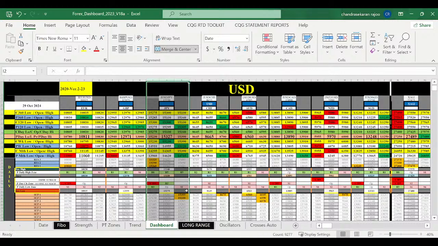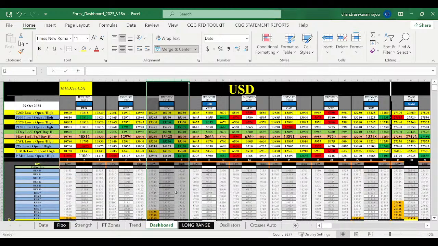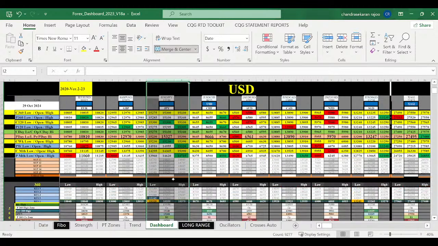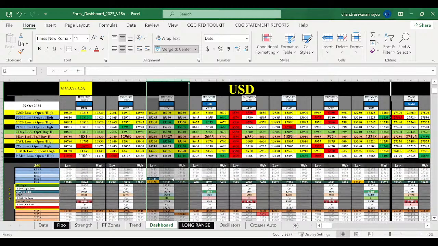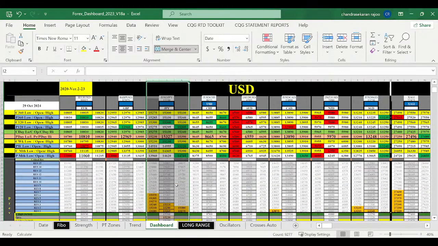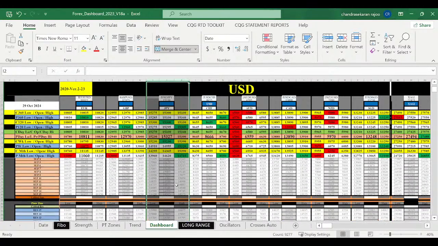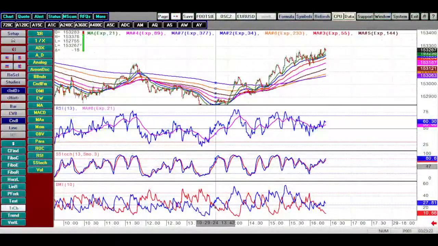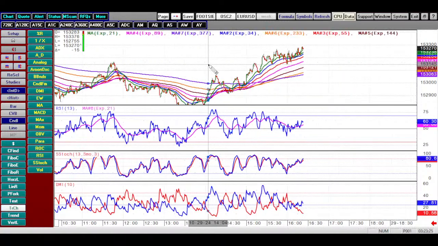So once these two levels break, then we should see the price moving higher towards 15450 or even higher. Okay. So here, I think we are more or less good to go on this.